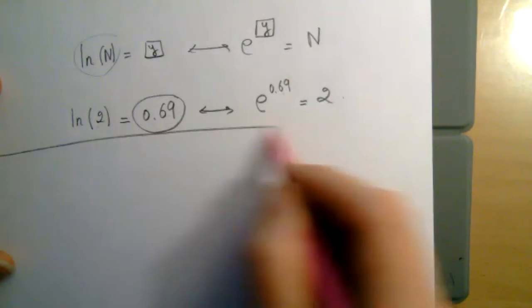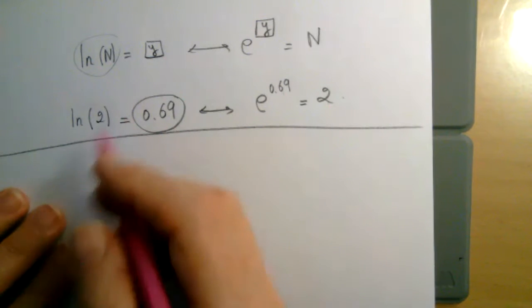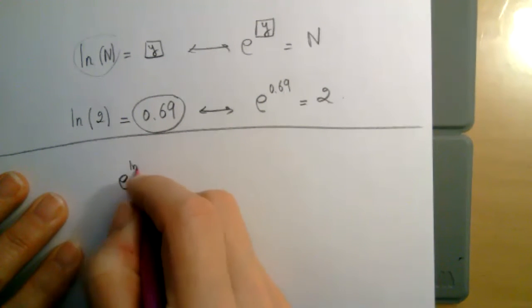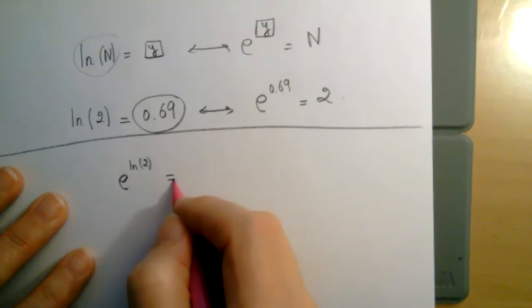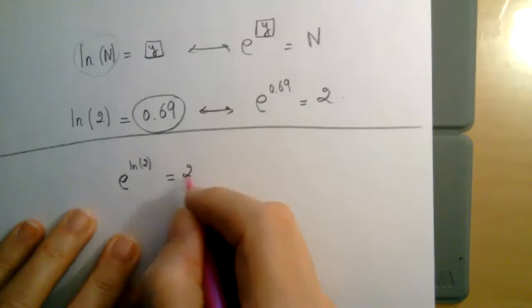So before we move on, the thing that I want to emphasize a lot is the following. If I take e to the power ln of 2, what should we get back? 2.